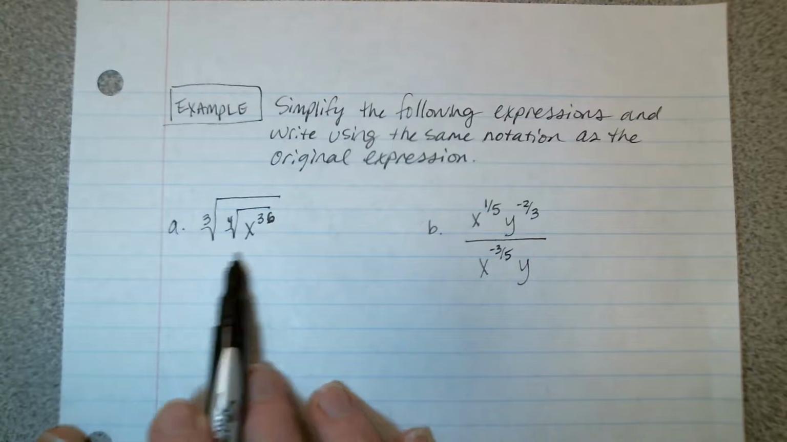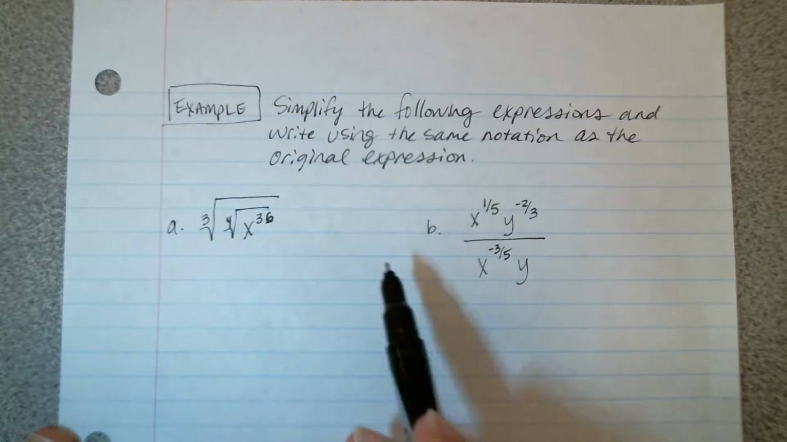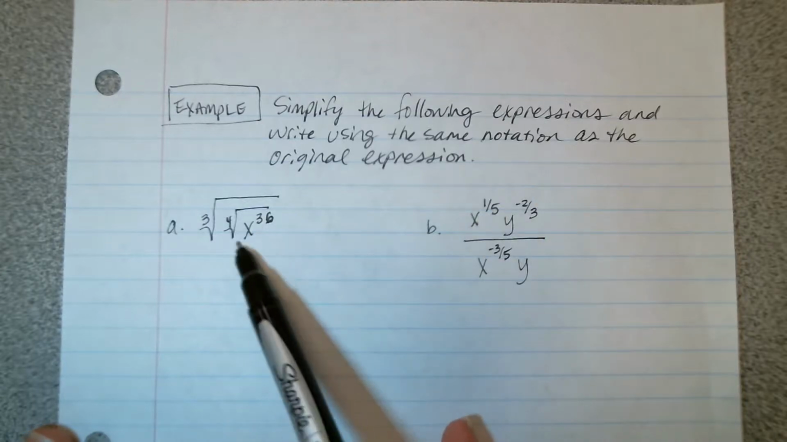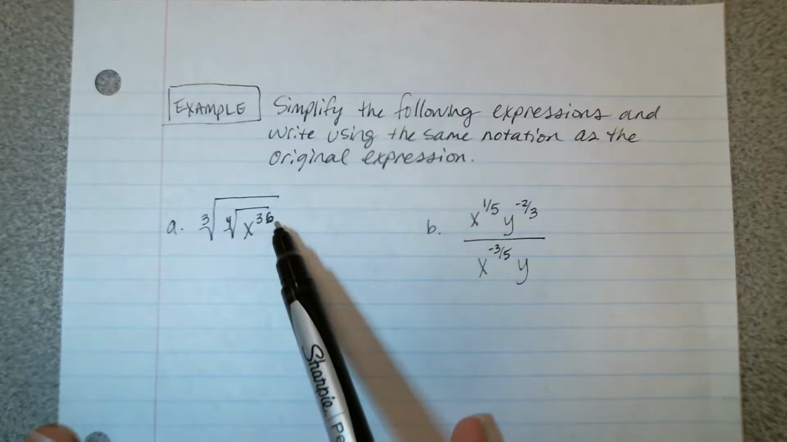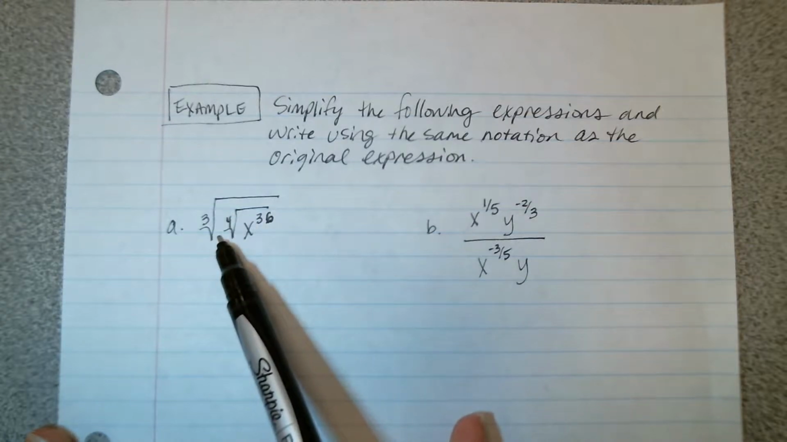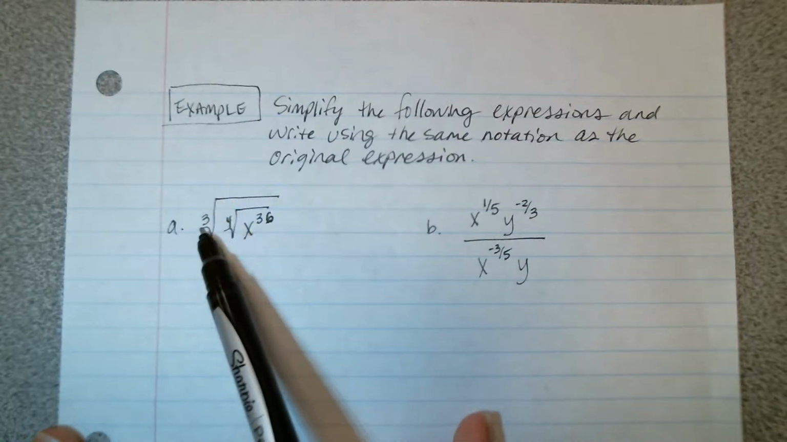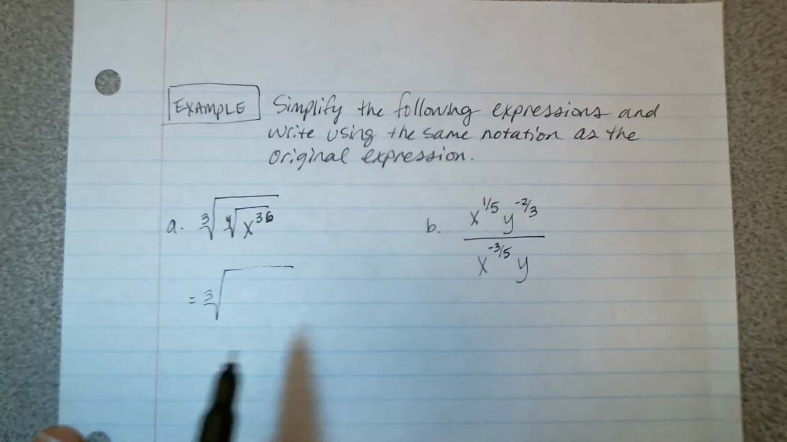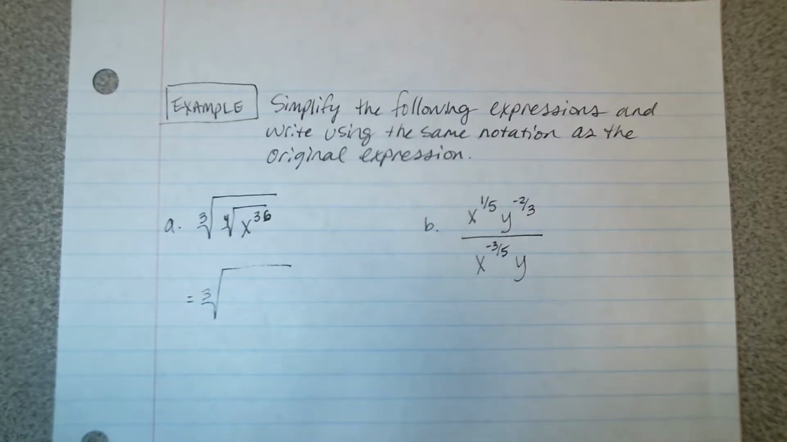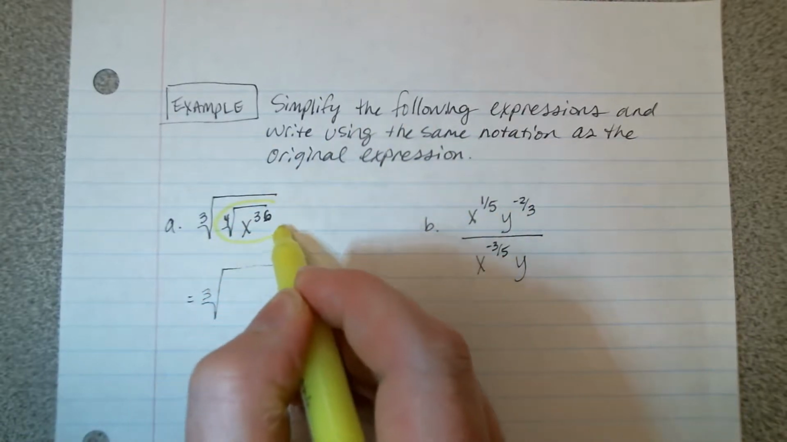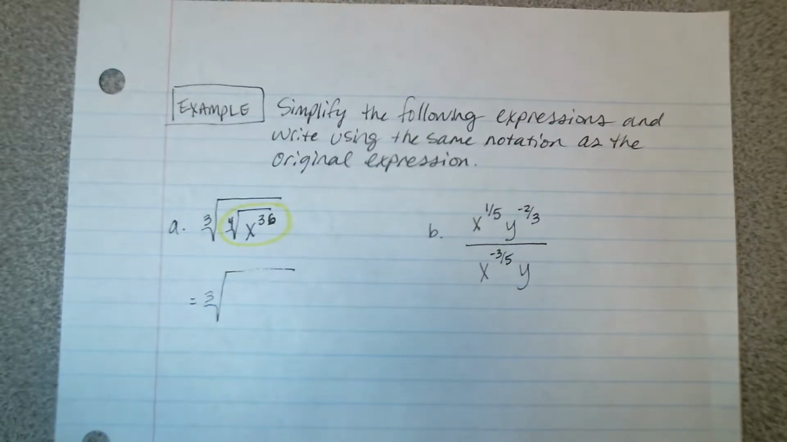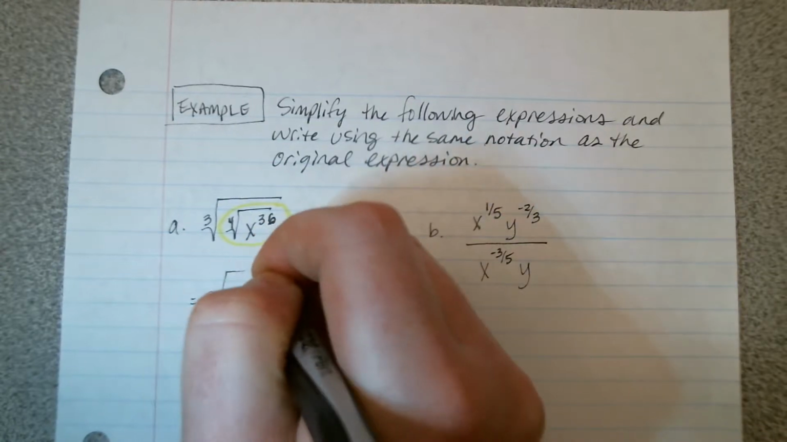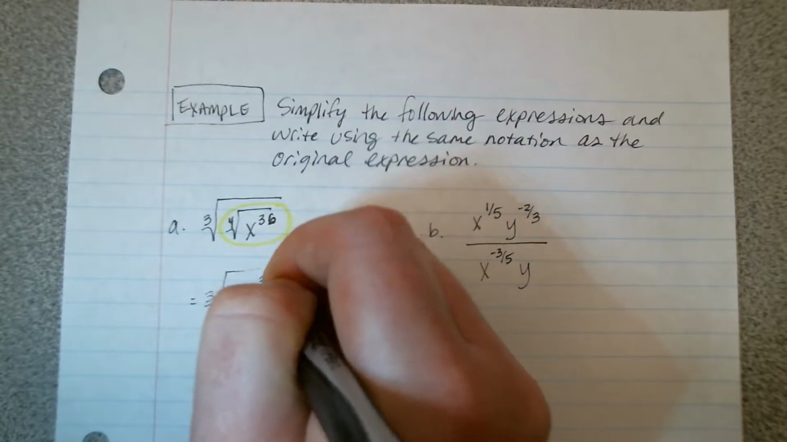Okay, so part A, I'm going to work this from the inside out. I have layers of radicals here. On the innermost section I have x to the 36th power, and I'm taking the fourth root. So I'm not doing anything with this cube root right now, so I still have that layer to tackle later. For now, I'm going to focus on this part right here. Okay, so x to the 36th, if I'm taking the fourth root of that, I can rewrite it as x to the 36th over 4.